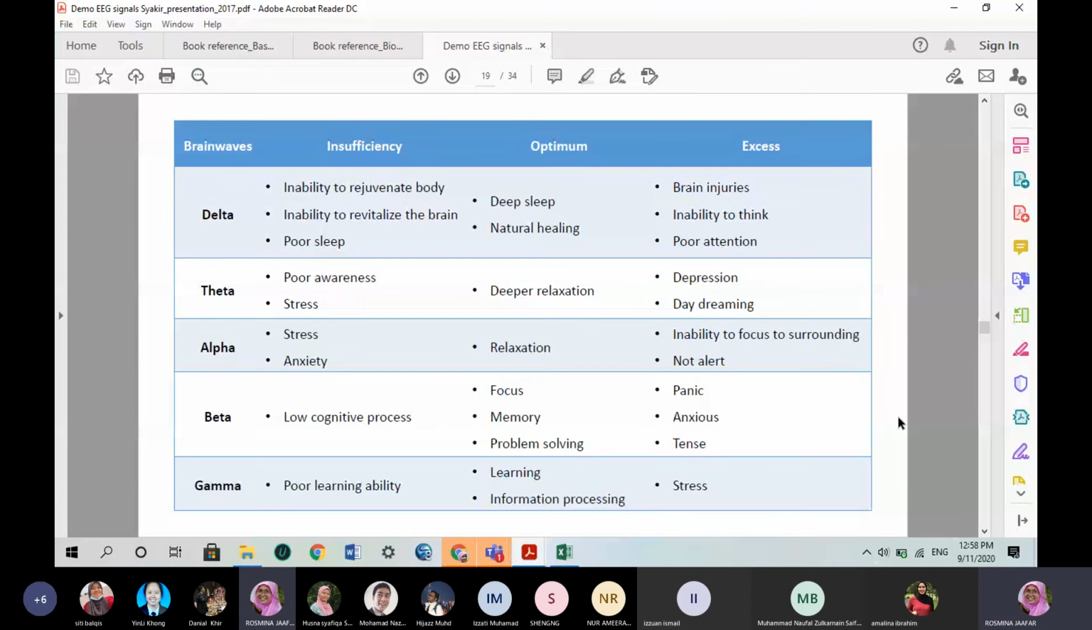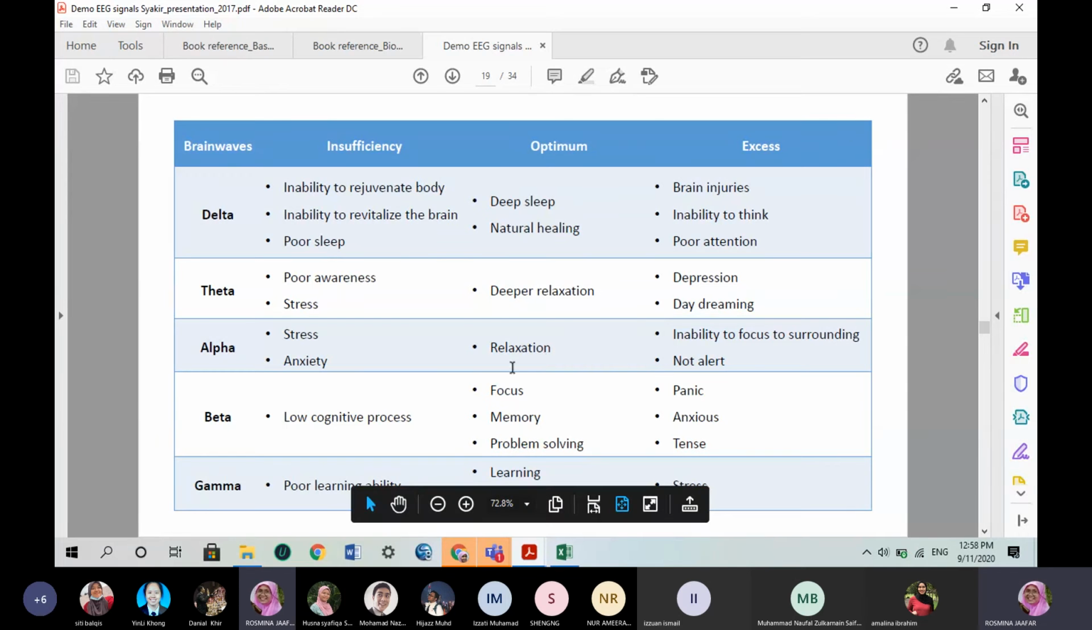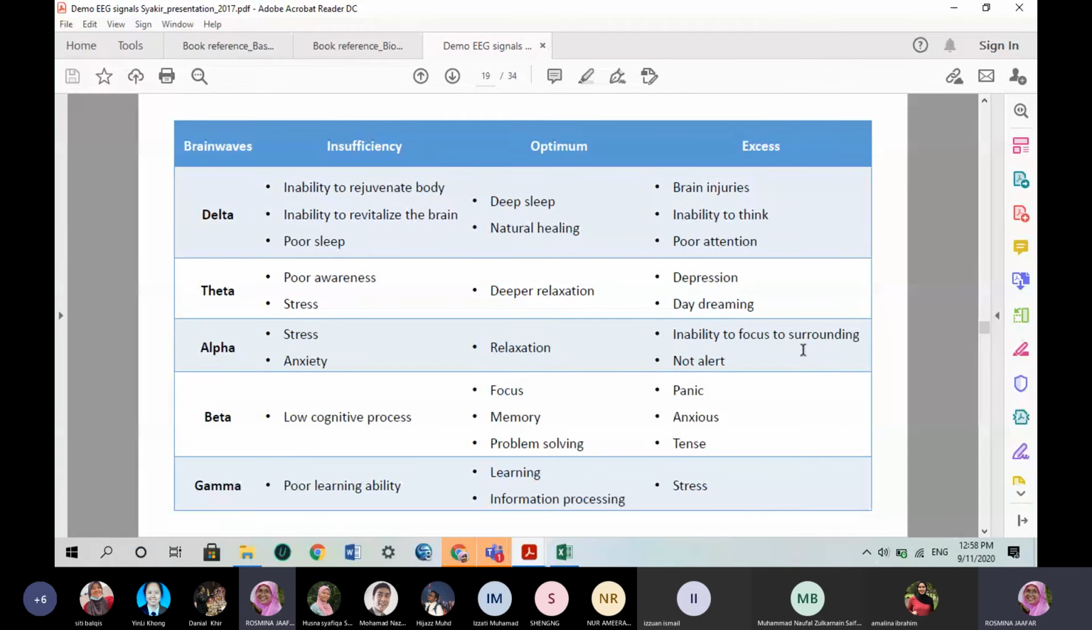Okay, and these are the insufficiency, optimum, and excess, and what the consequences are. For example, alpha wave, if not sufficient, is an indication of stress or anxiety. If present at optimum level, the person feels relaxed. If too much, the person is unable to focus and is not alert.